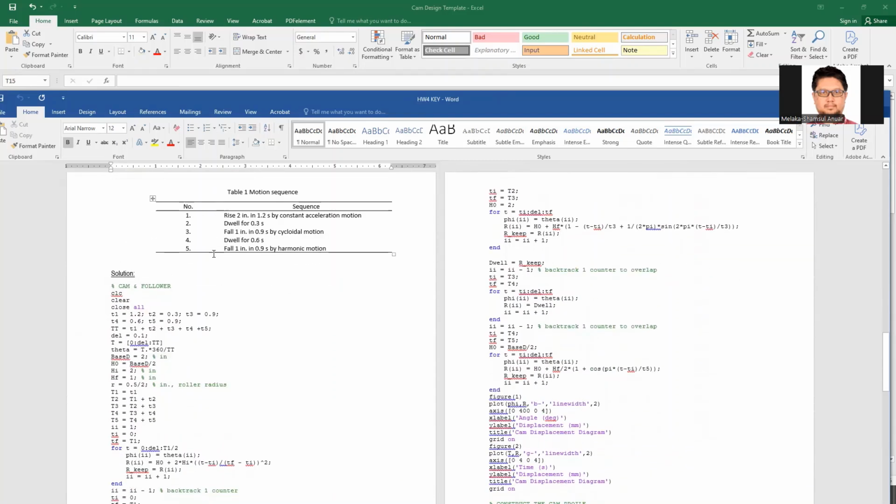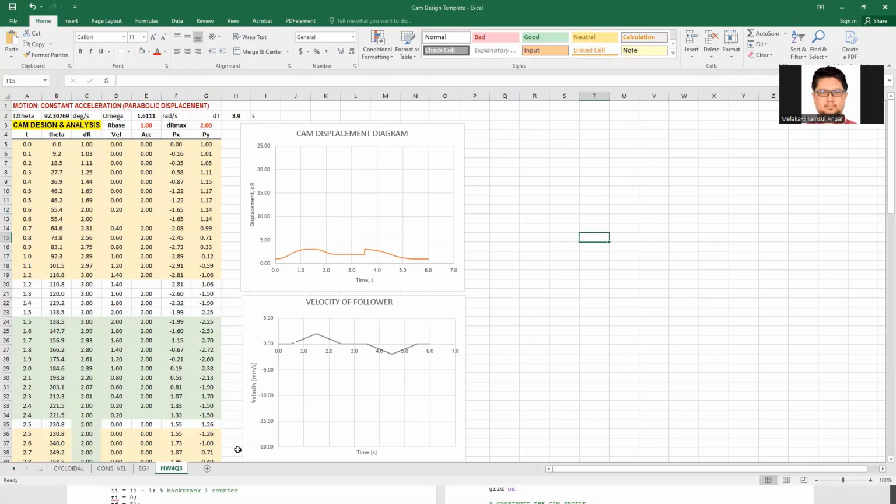So this is the motion sequence. So we have to rise using constant acceleration. So let's get back to here. So in this new file, new tab that I created, we know that it is going to be constant acceleration for the first part. So first type of motion, constant acceleration, and starts from the beginning.